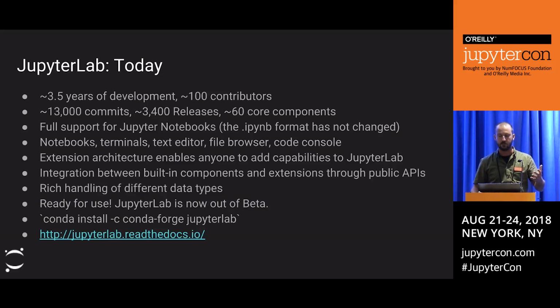We've got, again, the extension architecture that enables anyone to add capabilities to JupyterLab with all the same privileges that the core components have. In addition, we built an API that allows you to integrate your own extensions with our core components and have the two communicate with each other. So those communication pathways are built into the APIs of JupyterLab. It's not something that you have to go in and reinvent the wheel to get your own extensions to talk to each other or to get your extensions to talk to ours.